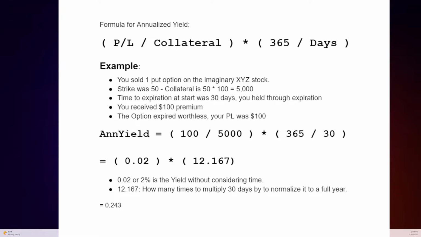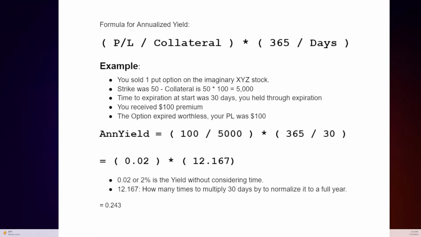So, we'll illustrate this with a simple example. You sold one put option on the imaginary XYZ stock. The strike was 50, so the collateral required was 50 times 100 or $5,000. The time to expiration at start was 30 days, and you held it through expiration. You received a $100 premium to do this. The option expired worthless, and your profit loss was $100, the premium you collected.